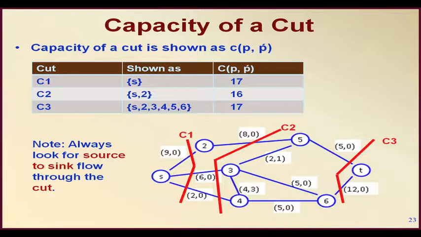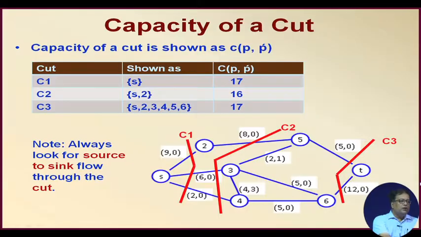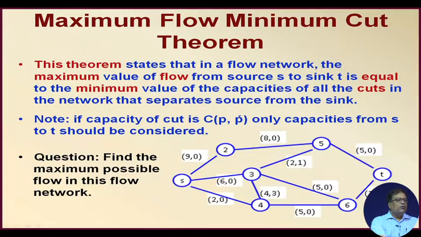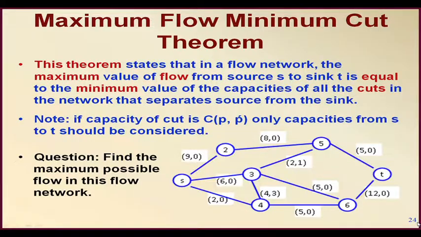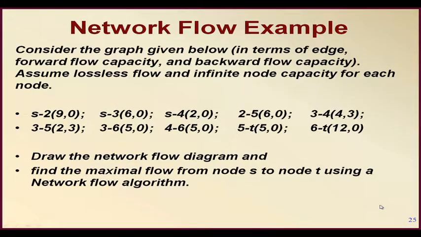That is what is required to compute the capacity of a cut. Then we learned that there is a theorem called the maximum flow minimum cut theorem, which is based on the theory of constraints. The essential idea is that the maximum flow possible in a network is equal to the capacity of the minimum possible cut in that network. This we have already seen. Now, let us go ahead and do a problem from scratch.